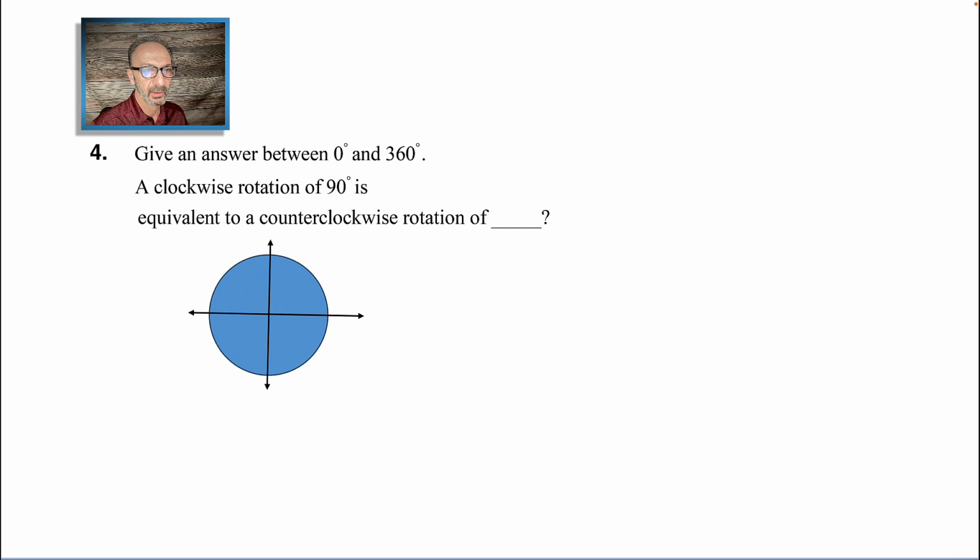Number 4. Give an answer between 0 and 360, a clockwise rotation of 90 degrees. That means we are given this as 90 degree clockwise. Equivalent to counterclockwise. Counterclockwise of what? That is going to be this much right here, which is 270 degrees.